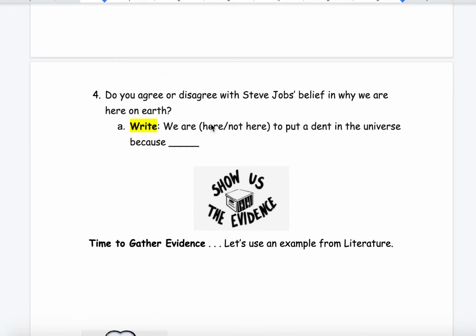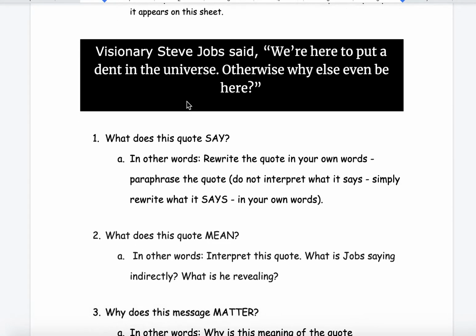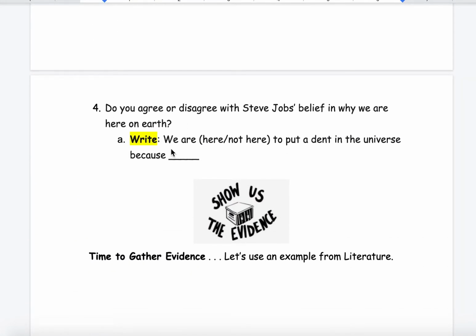So number four, this is where you have an opportunity to assert your view. Do you agree or disagree with Steve Jobs' belief in why we're here? He says, we're here to put a dent in the universe. Otherwise, why else be here? You are going to agree or disagree. Next to number four, you will write, we are here, or you'll say not here, to put a dent in the universe because, fill in the blank. So next to your number four, you will share how you feel by writing, we are here, or we are not here, to put a dent in the universe because, and insert your answer.